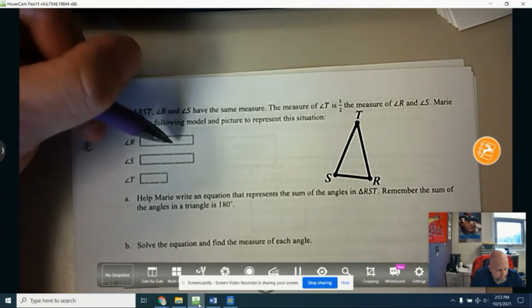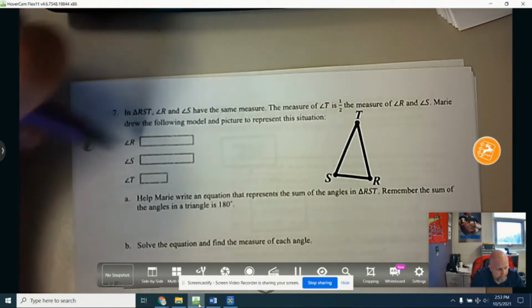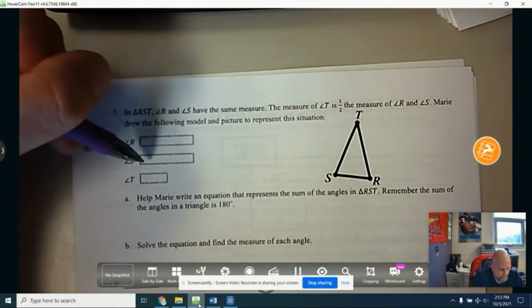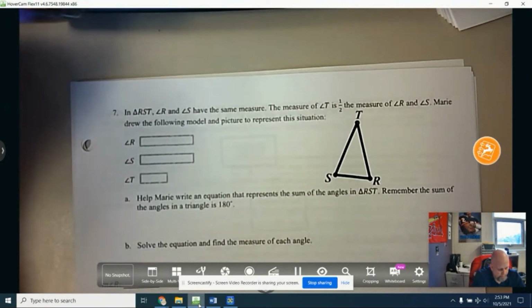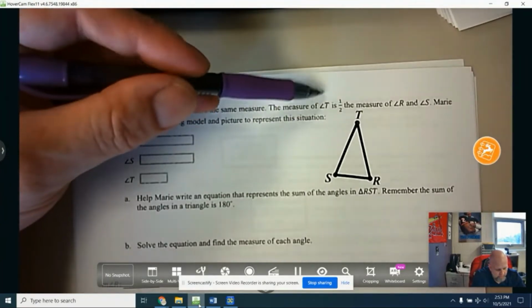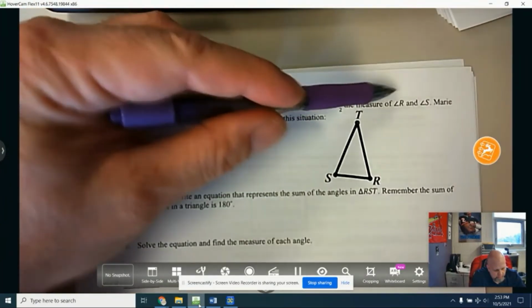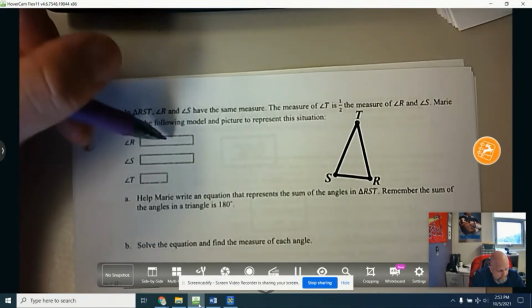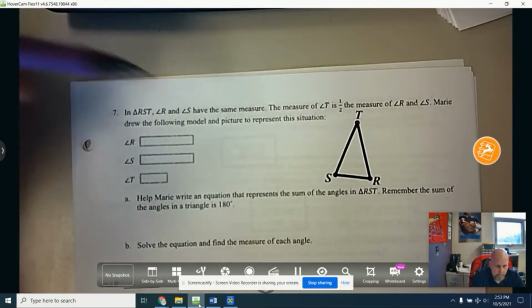And so here, angle R, they make this long rectangle. Angle S, they say, is also this long rectangle. So you know those two are actually equal to each other. The measure of angle T is half the measure of angle R and angle S, which makes sense when you look at this picture because this rectangle is half the size of these other two.